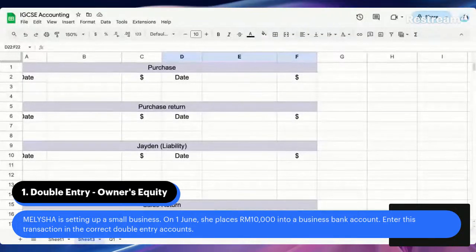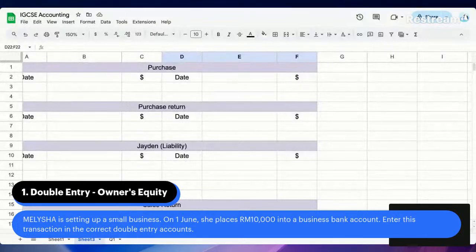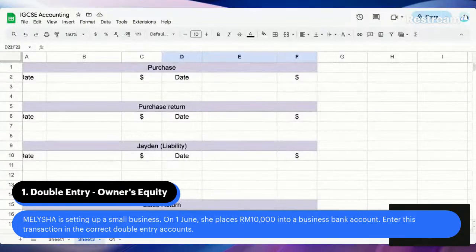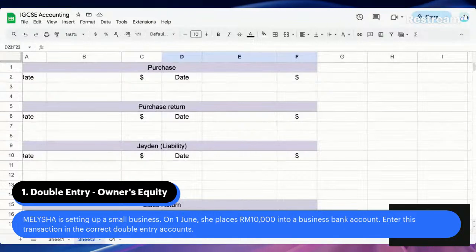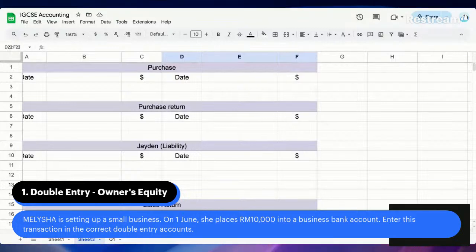I would like to explain to you how you do the double entry for owner equity. Melissa is setting up a business. On 1st of June, she placed $10,000 into the business bank account. I have to emphasize it's the business bank account, not her personal bank account. Enter this transaction into the correct double entry. How will we do it?